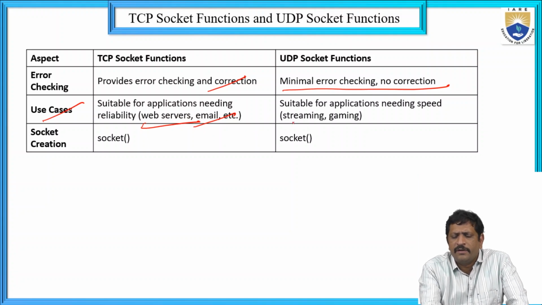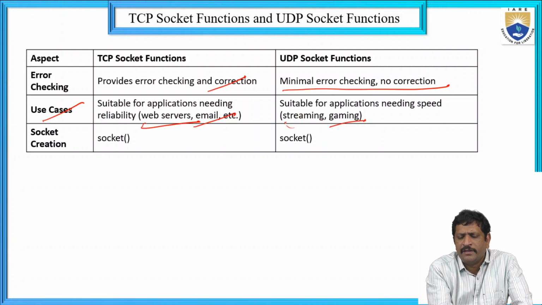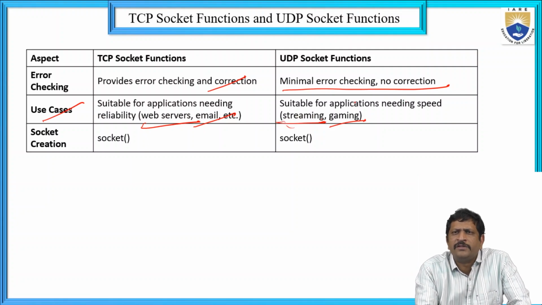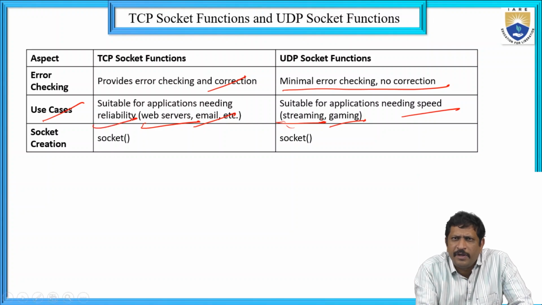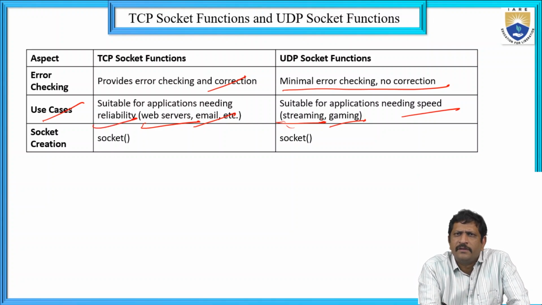And UDP sockets are used in streaming and gaming. UDP sockets are suitable for applications that need speed. TCP is for applications that require reliability. Whatever the applications that are reliable, we can use the TCP socket functions, and UDP socket functions where speed is considered.